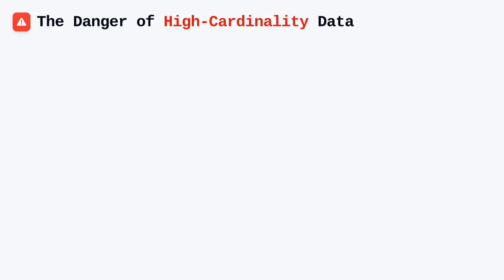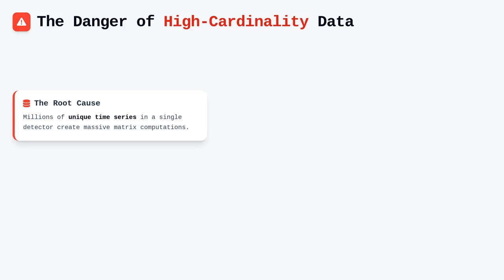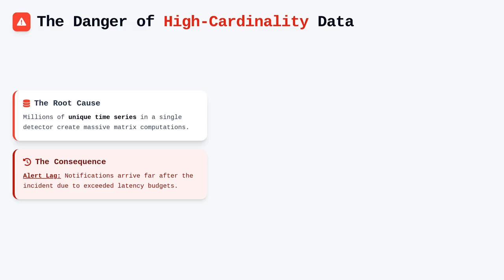If you send millions of unique time series into a single detector, the resulting matrix computation can easily exceed the latency budget allocated for a single alert evaluation cycle. This results in alert lag, where the notification arrives far later than the actual incident occurred. To manage this, you must be disciplined about how you define your metric dimensions.